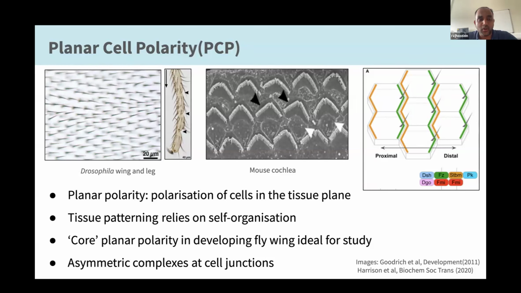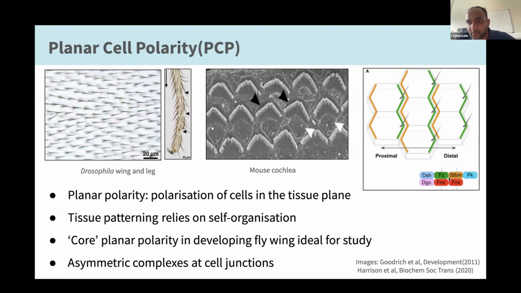And this polar tissue patterning depends on self-organization, which emerges from the dynamic and iterative interaction between components at the cellular level and also at the molecular and tissue level. Today I'll focus only on the core planar polarity in the developing Drosophila fibrin, which is ideal for study because it takes only a few hours to develop the pattern. For that reason, we can live image the pattern to study the behavior at the cell scale, tissue scale, and even the molecular scale. Another important reason to choose this Drosophila fibrin is that the molecular components are well known.